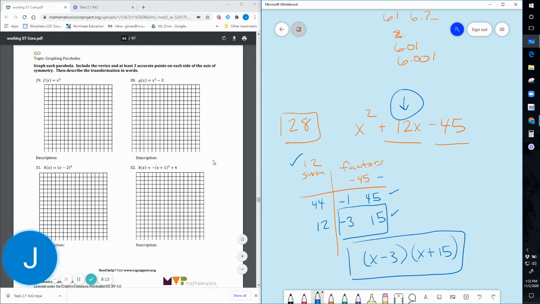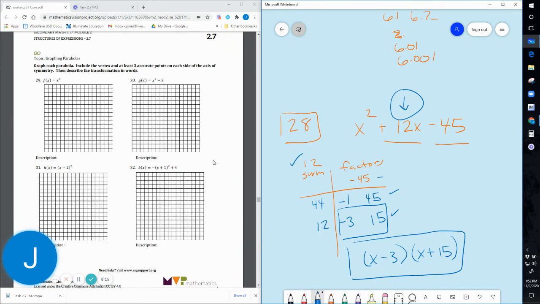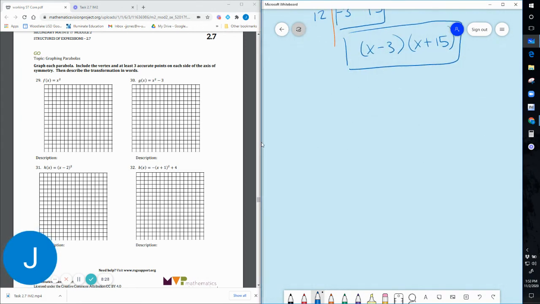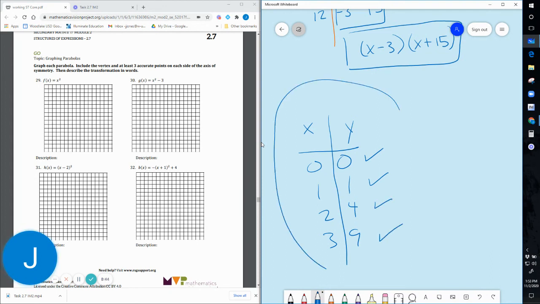All right, last but not least, just a little bit of graphing. For graphing, graph each parabola, include the vertex and at least 3 accurate points on each side of the axis of symmetry. Okay, none of them have stretches, so just a little word of advice. They're all going to do what the normal parent function table does, which is wherever the vertex is, go over 1, up 1, over 2, up 4, over 3, up 9. And this is going to be 1 point, and then 2 more points, 2 more points, 2 more points. So if you did this, you literally have 7 points, and that's exactly what it's asking for.